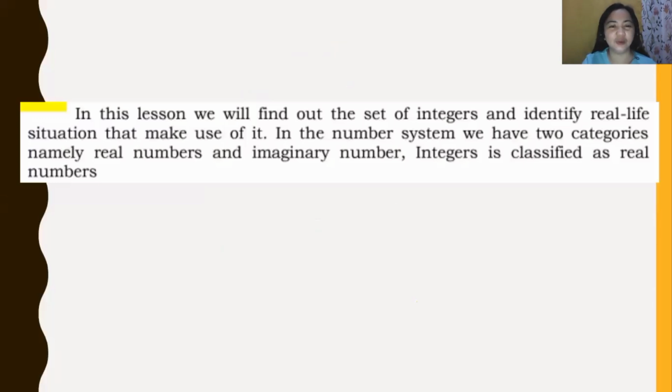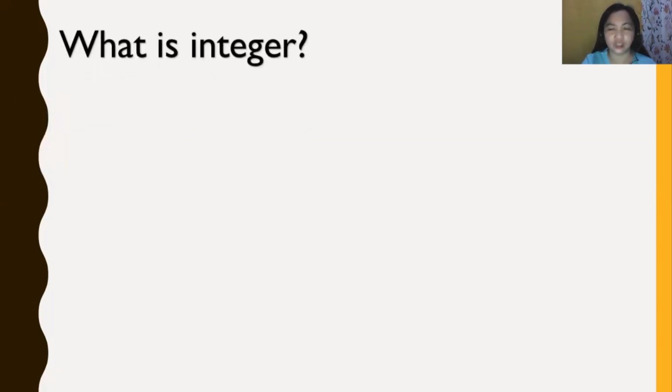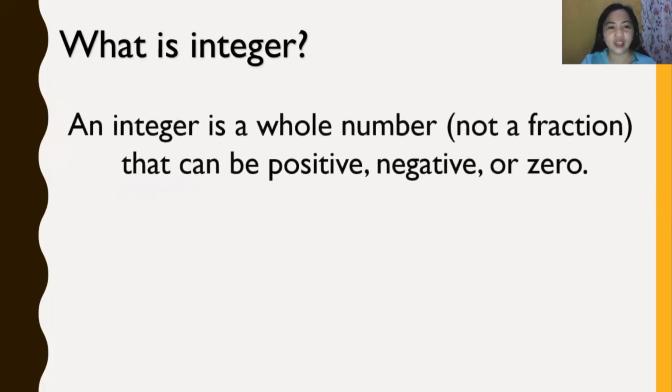So in this lesson, you will find out the set of integers and identify a real-life situation that make use of it. In the number system, we have two categories, namely real numbers and imaginary number. Integers is classified as real numbers. So now, ano ba yung integers? What is integer? So an integer is a whole number, not a fraction, that can be positive, negative, or zero.